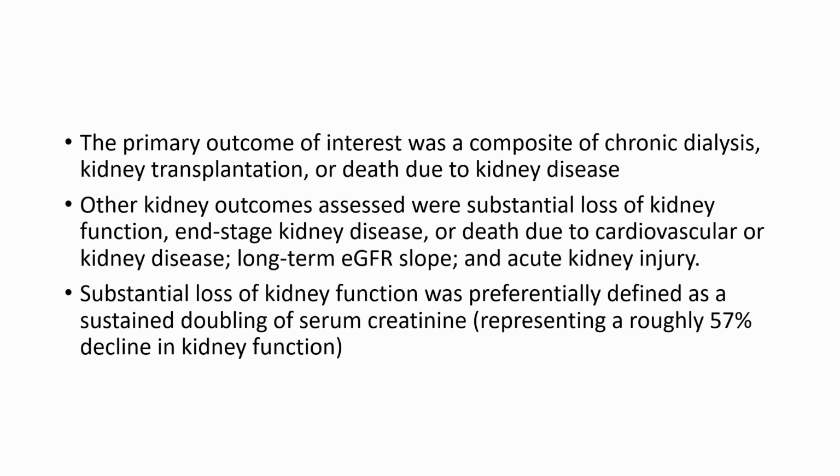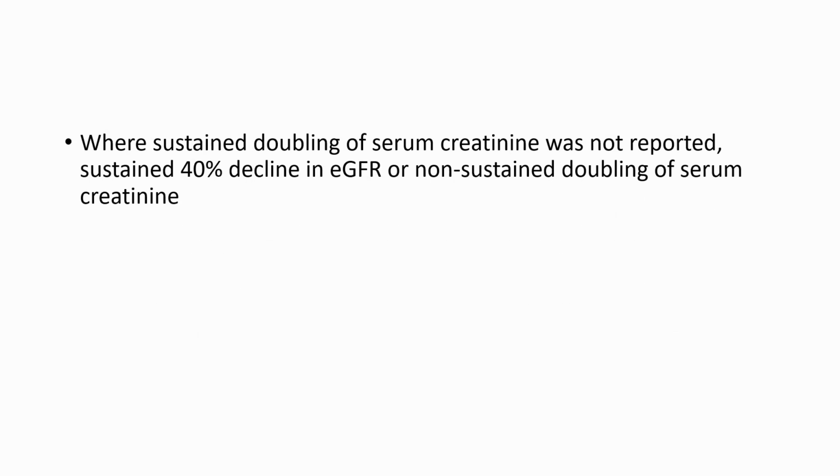So as I told you, the primary outcome of interest was a composite of chronic dialysis, kidney transplantation, and death due to kidney diseases. Other kidney outcomes assessed were substantial loss of kidney function, end-stage kidney disease, or death due to cardiovascular or kidney diseases, long-term EGFR slope, and acute kidney injury. Substantial loss of kidney function was preferably defined as a sustained doubling of the creatinine, representing a roughly 57% decline in the kidney function. Where sustained doubling of the creatinine was not reported, sustained 40% decline in the EGFR or non-sustained doubling of the serum creatinine was considered.